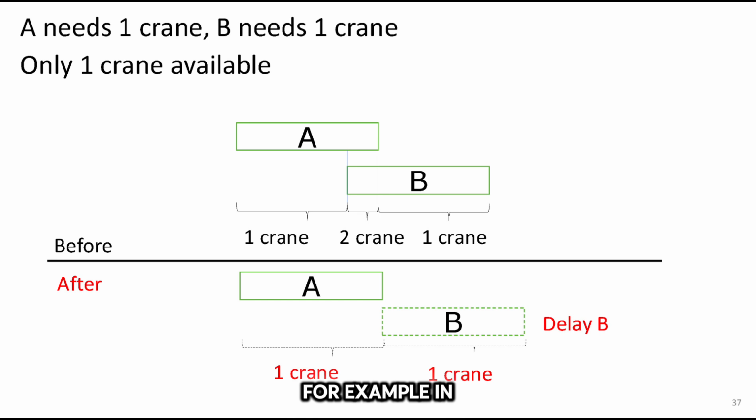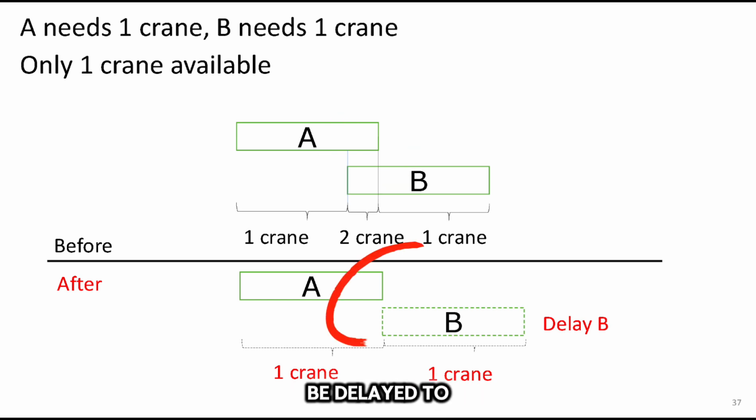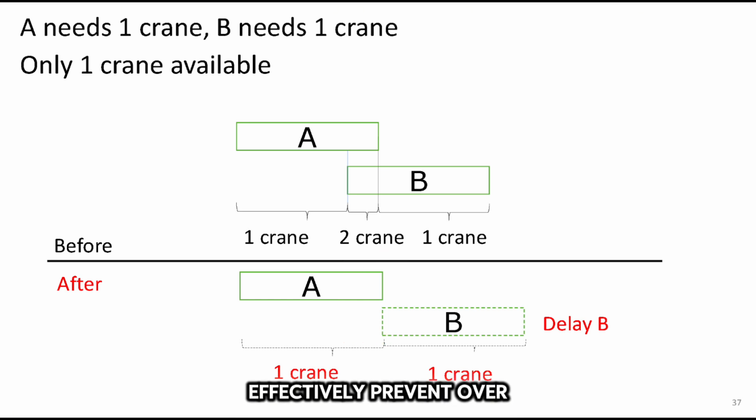For example, in a construction project with only one available crane, activities A and B may initially overlap, requiring 2 cranes at the same time. Since the resource limit is 1, activity B must be delayed to align with the availability of the crane. By strategically rescheduling activity B, the project can effectively prevent over-allocation while maintaining workflow efficiency.